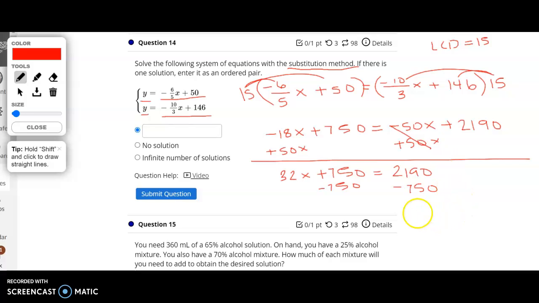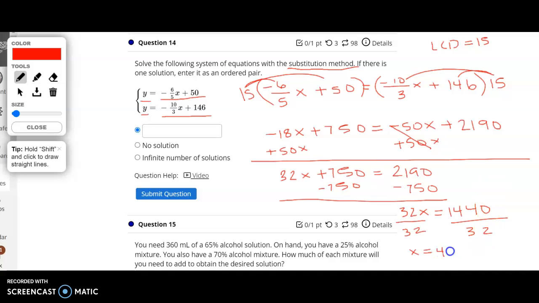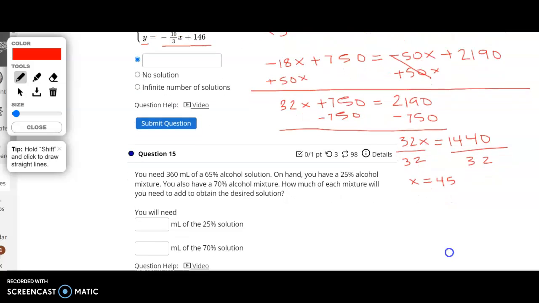We get, oh, that's always a nice sign. 1440 is one of those numbers, kind of a magic number, that is divisible by so many. So most likely, 32 will be going into it evenly. So 1440 divided by 32, sure enough, it does. So x will equal 45. X equals 45, and then we can plug in the 45.